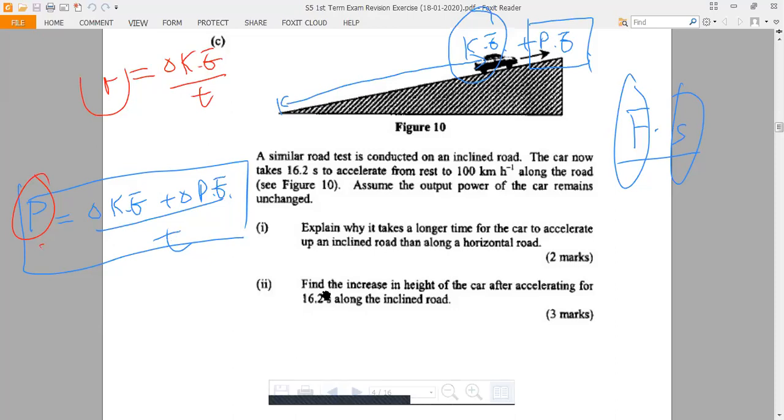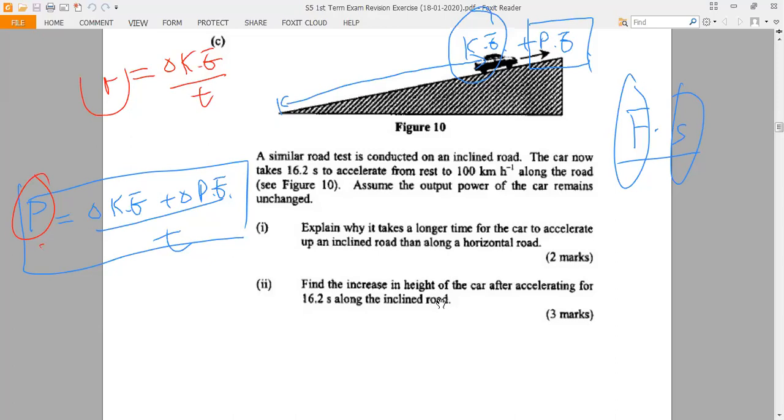Okay, then last, find the increase in height of the car after accelerating for 12.2 seconds along the inclined road. So how can we find the height of it? Do you know how to do it? Just make use of the math. So clever, it's math. Exactly. Now, so we may do like this.